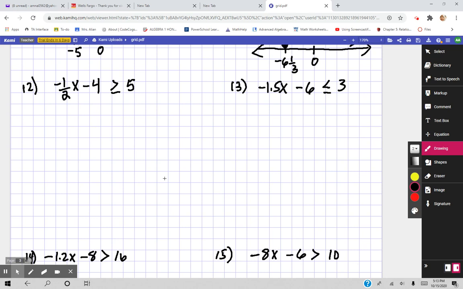All right, get a head start on number 12. Okay, the first thing you should notice is, does it have a negative coefficient? If it does, you know you have to flip the sign for your final answer.